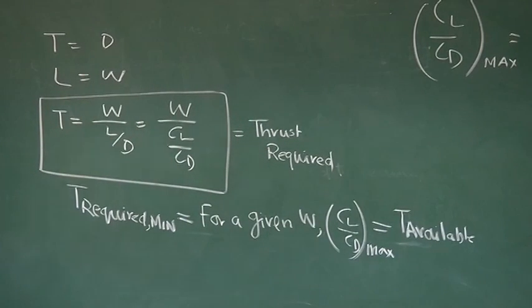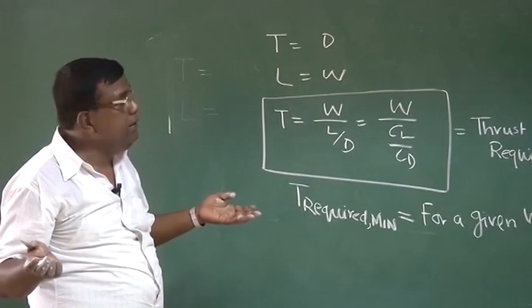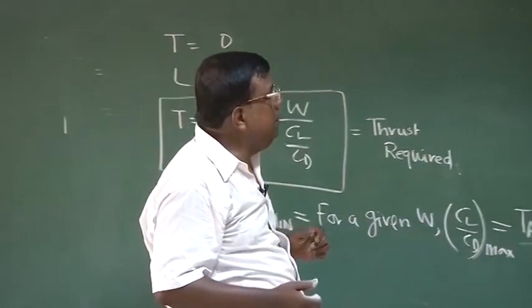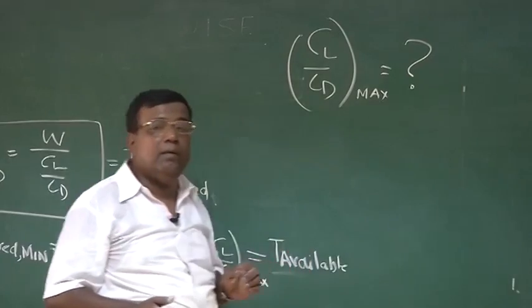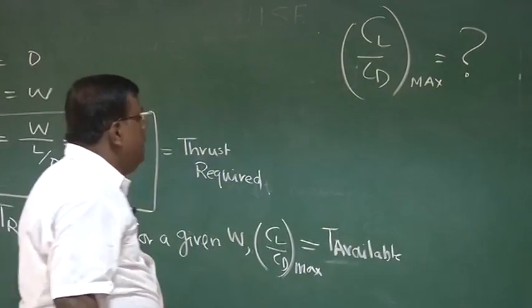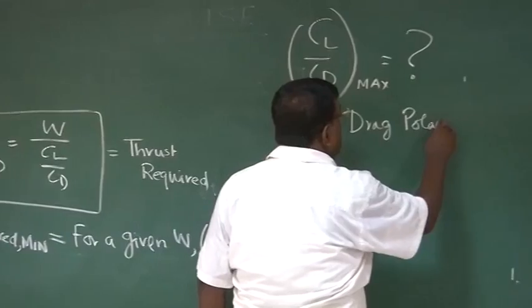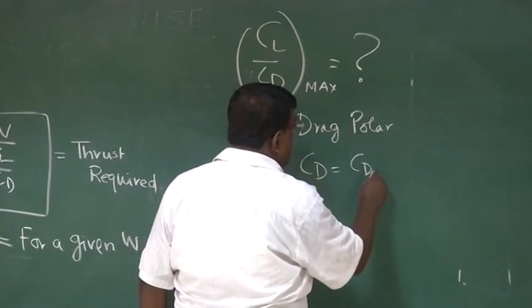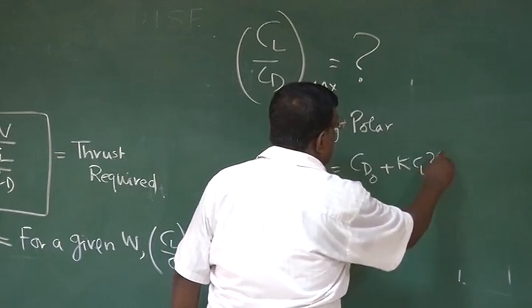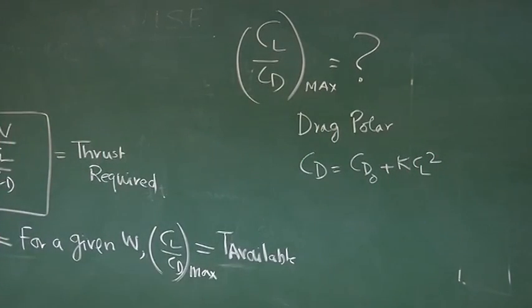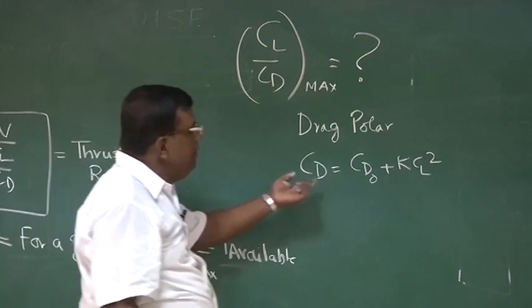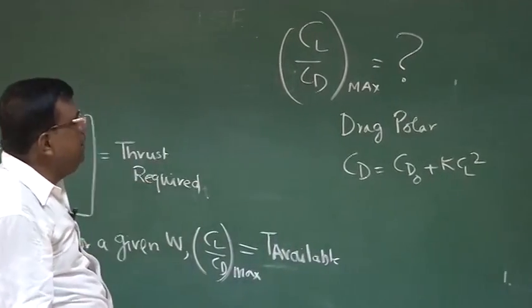But if you tell the pilot, please fly the machine such that CL by CD is maximum, pilot will not understand what is the meaning of this. So let us try to decode this information. What is the meaning of CL by CD maximum for a pilot? Okay. So we have to go back to the drag polar. A typical drag polar form, CD equal to CD naught plus K CL square. For low speed, almost, let's say, 100 meter per second, Mach less than 0.3, and smooth surface, mostly you'll find this will be almost an exact representation.